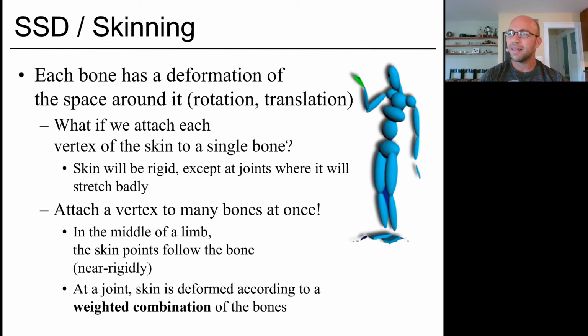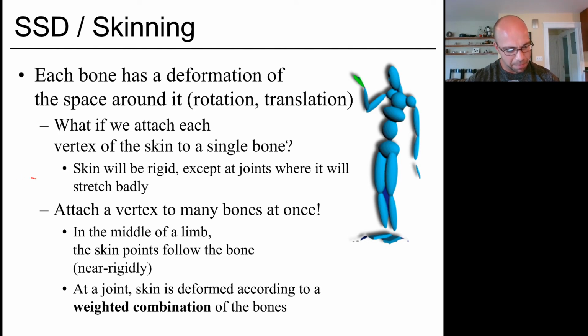And so if I stopped there, my skin would be kind of rigid, right? So for instance, maybe I represent my body using a triangle mesh, and every vertex is just attached to one bone. Like, this point is attached to the upper arm bone, this point is attached to my hand bone, and so on. But that can become problematic.